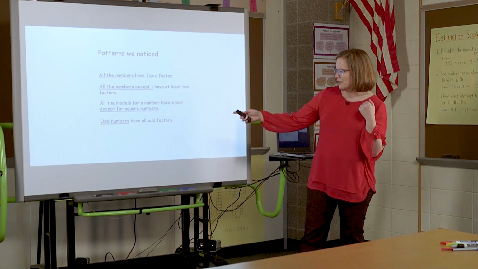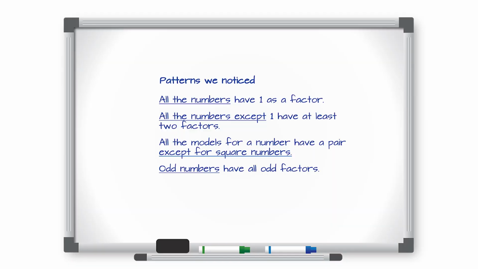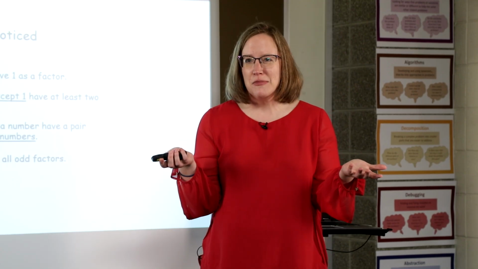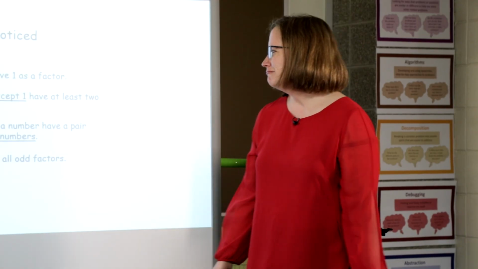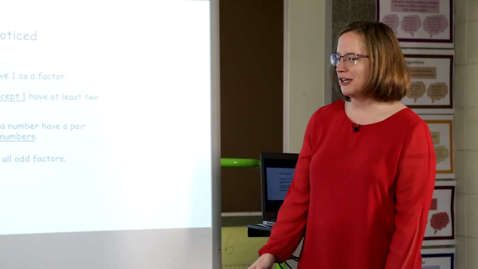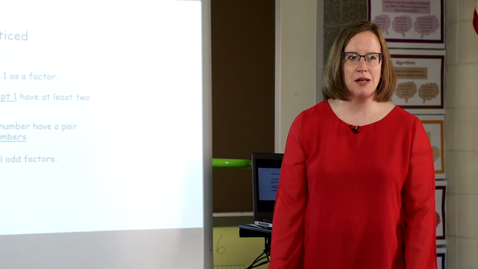Okay? And that also explains our second pattern, which says that all the numbers except 1 have at least 2 factors, because we know 1 is going to be a factor, and then the number itself is going to be a factor. So that makes sense too. That's probably going to be true for any number, not just the ones we made posters for.